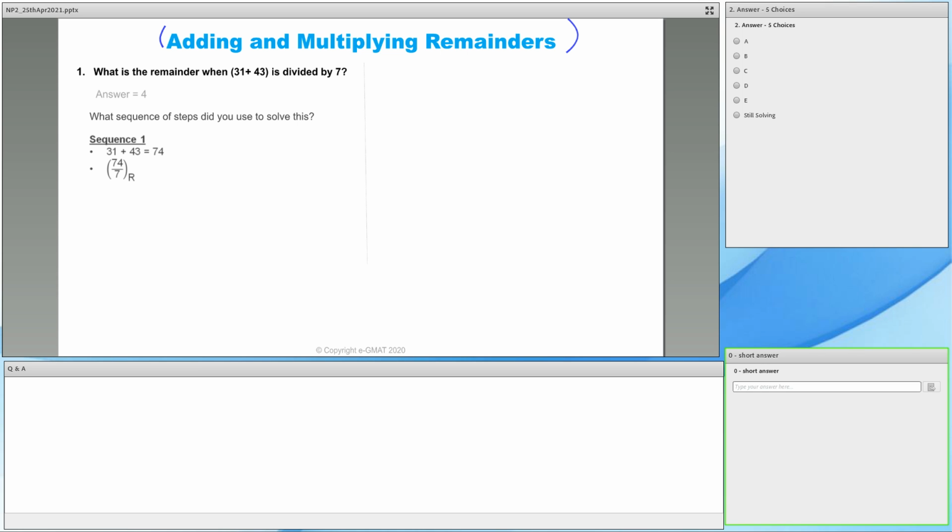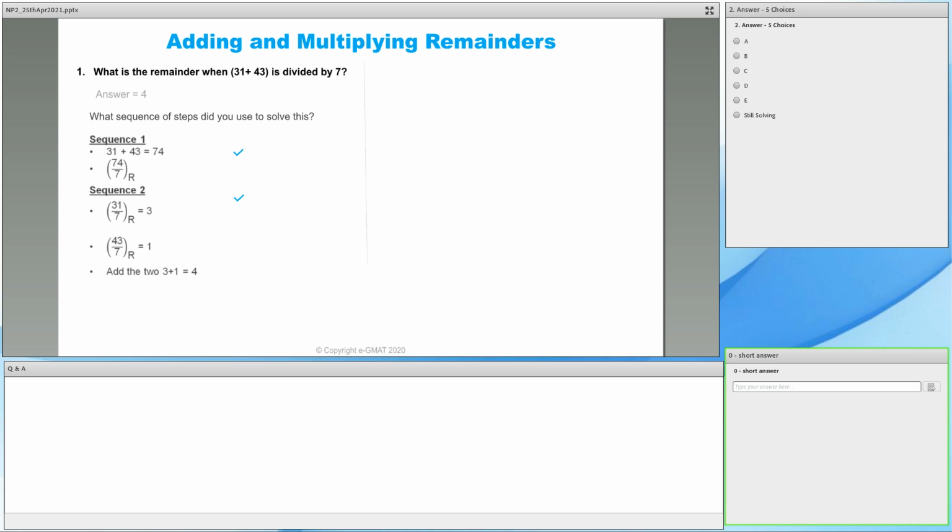All right. So if I asked you a question, what is the remainder when 31 plus 43 is divided by 7? There are two ways of going about it. You could add 31 plus 43, that would give you 74. And when you do 74 by 7, it's fairly obvious that the remainder is 4. Again, remember, I would put this as 7 into 10 plus 4. My remainder is 4. This is one way of going about it.